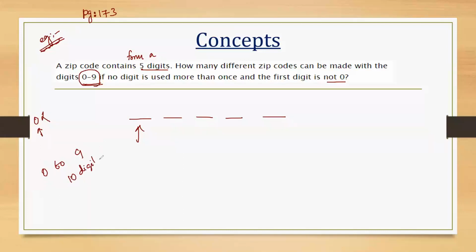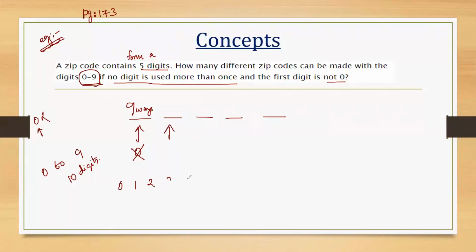Total 10 digits. In the first place, 0 is not possible. So out of 9 numbers, anyone can be placed here. Next, actually, Charan, no digit is used more than once. So repetition is not allowed. Here the question says repetition is not allowed.